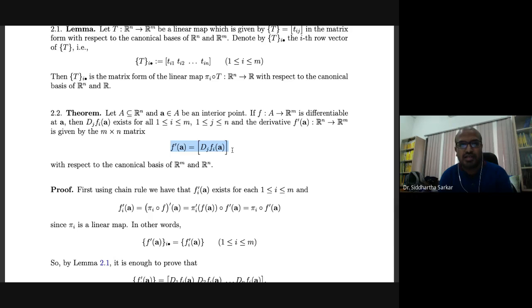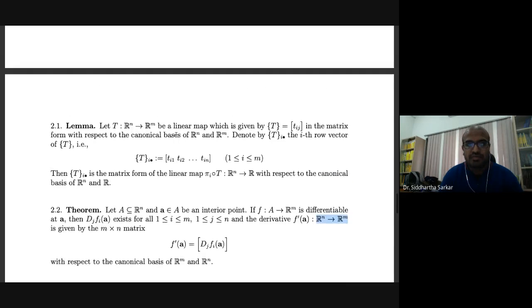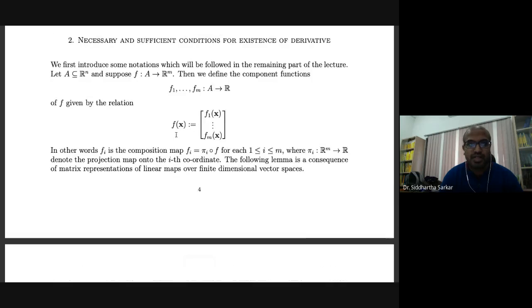So if I want to compute the derivative, what I need to do is look at some kind of coordinate functions, look at their partial derivatives, and whatever scalars I obtain, I just put them in matrix form, and this matrix is going to give me the representation of the derivative, which is a linear map from Rn to Rm. Okay, so what are those maps fi? Let's try to go through it.